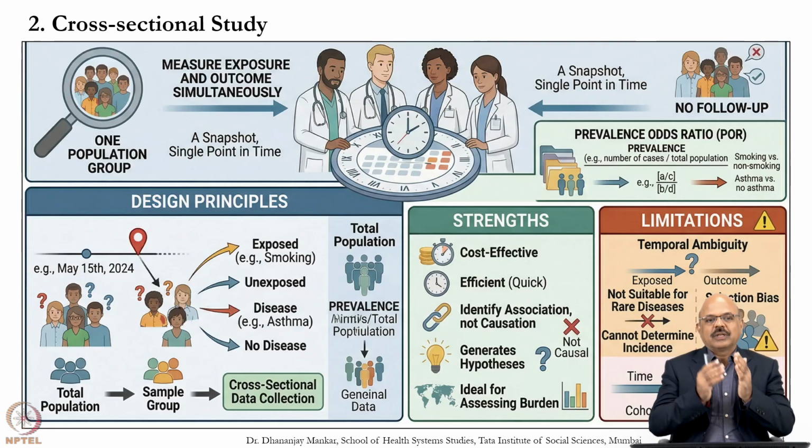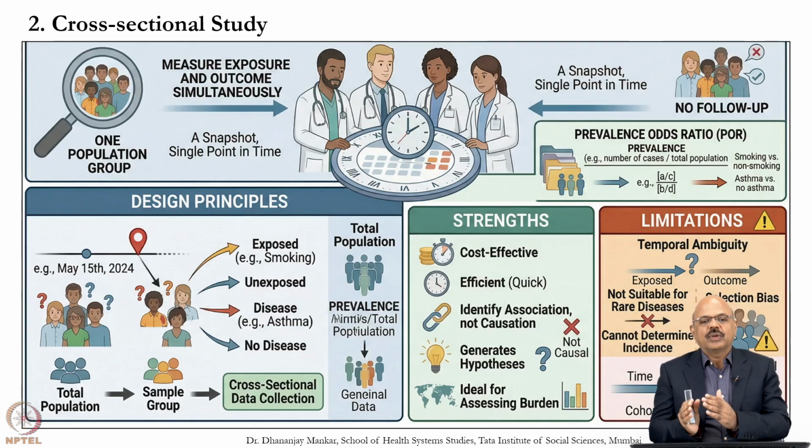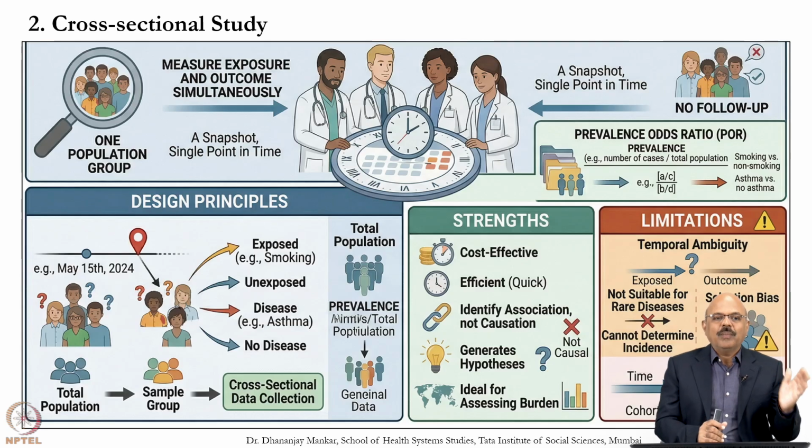The design principles come with exposed, unexposed, disease and non-disease. It is taken with a total population or a sample group, where cross-sectional data collection becomes very easy when you design it with respect to the total population. Out of that, you see how many people have the condition in terms of the total population, divided by the total population. So it gives you a measure of an outcome.